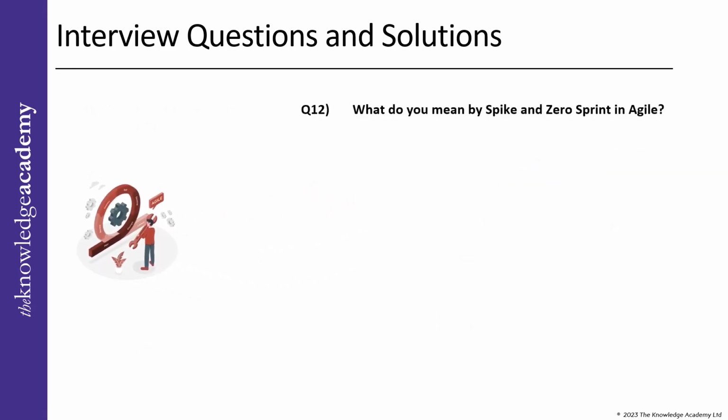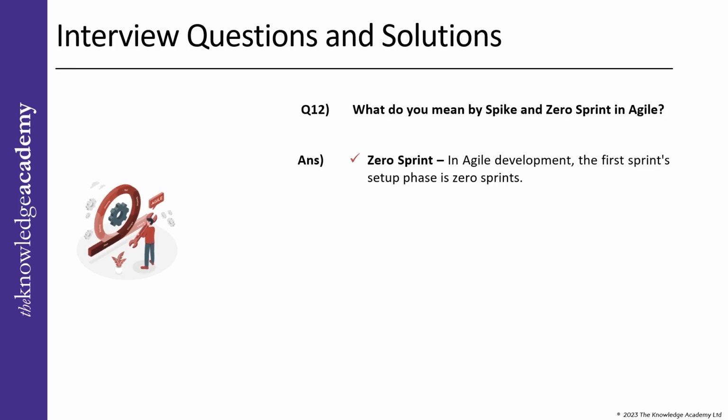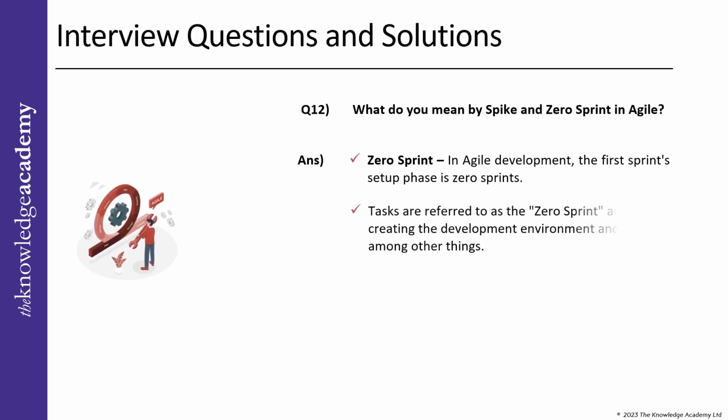Question 12. What do you mean by spike and zero sprint in Agile? Answer. Zero sprint. In Agile development, the first sprint's setup phase is zero sprint. Before beginning the project, there are various tasks that must be completed. These tasks are referred to as zero points, and include creating the development environment and backlogs, among other things.